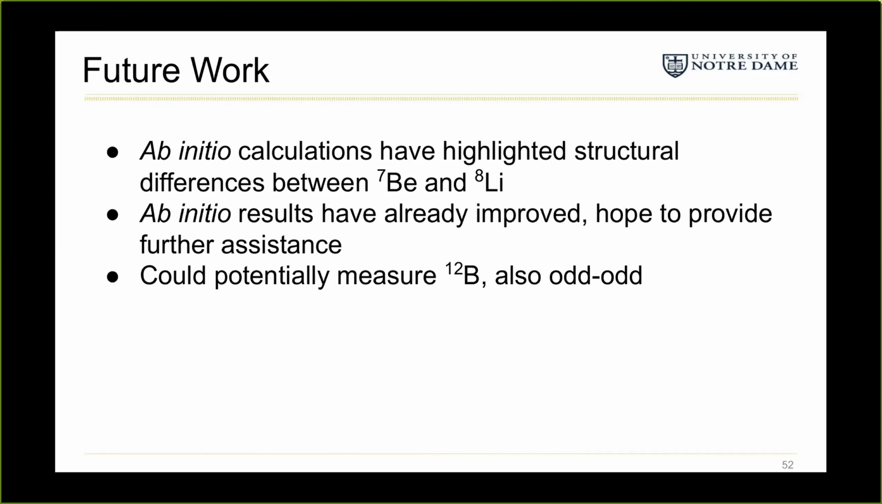These ratios have already been seen to improve what we can do with these ab initio calculations, and I hope to provide further assistance for these calculations moving forward. And there are other nuclei that we can measure at Notre Dame. One potential candidate is boron-12. It is also odd-odd, so it might present similar challenges to lithium-8. It might also be a little high on the order of things, but we're looking into it. We're seeing what else we can do.